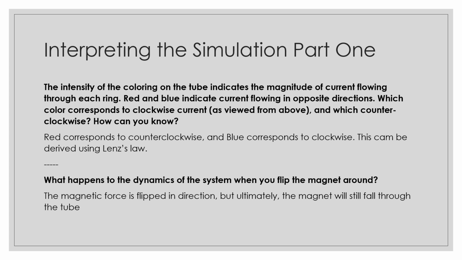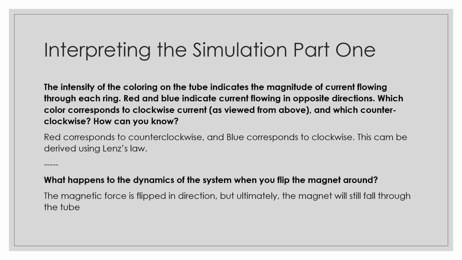So, interpreting the simulation. The intensity of the coloring on the tube indicates the magnitude of the current flowing in each ring. Red and blue indicate current flowing in opposite directions. Which color corresponds to clockwise and counterclockwise? Red corresponds to counterclockwise, and blue corresponds to clockwise. This can be derived using Lenz's law.